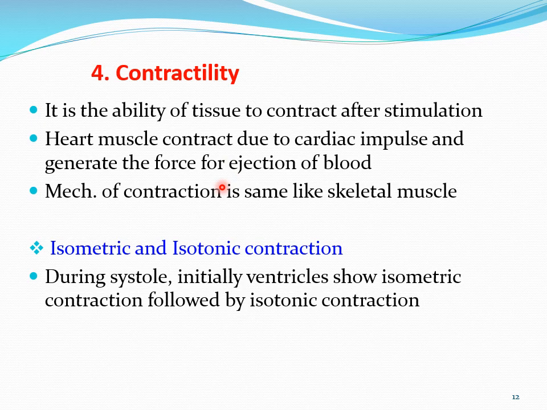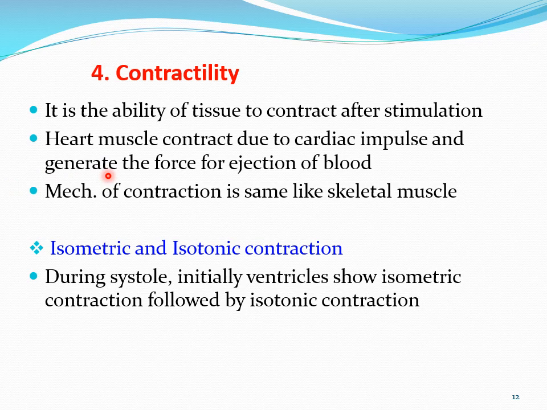Now the next property is contractility. Students, in this property, the electrical impulse is followed by mechanical events. Electrical events are followed by mechanical events, and the heart gives its response to this current or impulse by contraction. So we can say that it is the ability of the cardiac muscle, or the ability of the tissue, to contract after stimulation.